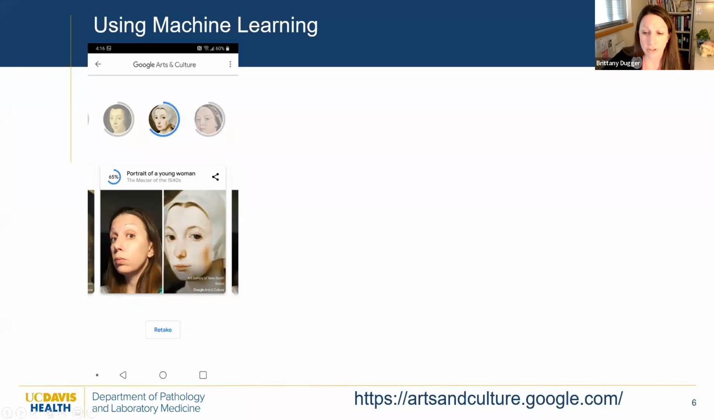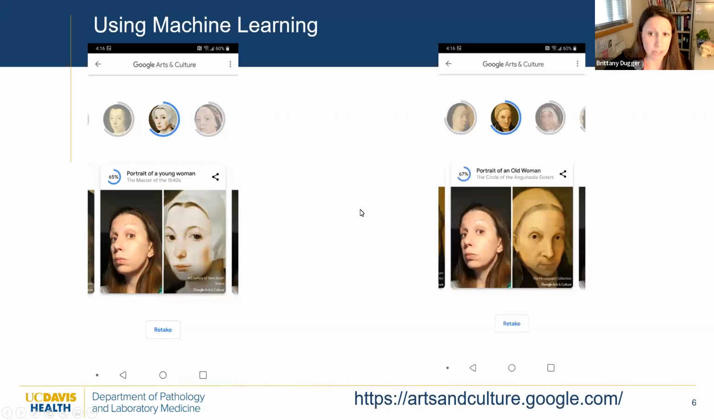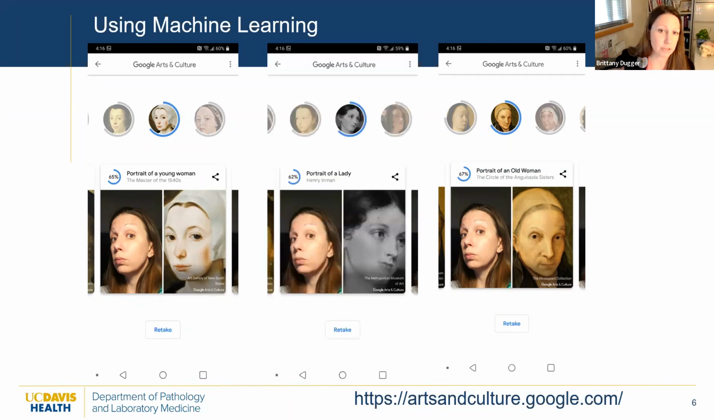With Google Arts and Culture, a really fun app, I can take a photo of myself, and it goes against a database of all these famous paintings and says which painting I look most like. Here I'm 65% compatible with the portrait of a young woman, but with that same photo I'm 67% compatible with an old woman. Very, very interesting, right? But my most favorite, even though it's the least compatible, is 62% portrait of a lady.